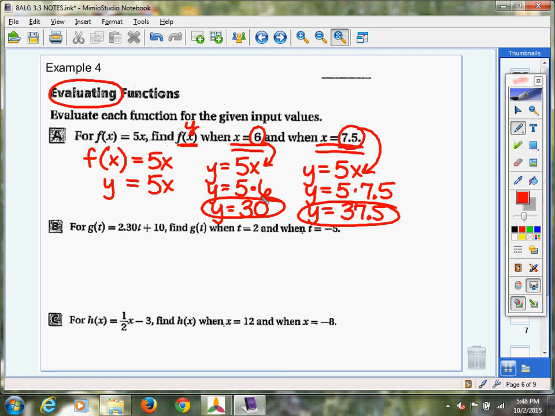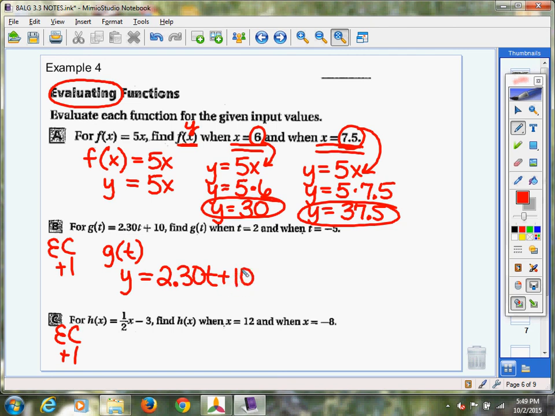Okay? So why don't you do these next ones by yourself, because I think you can figure out how to plug in values for x or for t. So this one, the only reason it's a little tricky is because they're doing g of t. Remember, it's just code for y. Y is equal to 2.30t plus 10. And then you're going to take the 2 and plug it in right there. Do 2.30 times 2. And then add 10, get your answer, circle it, that's one of your answers, then go back and do it again, plug in -5, okay? And then do the bottom one as well.